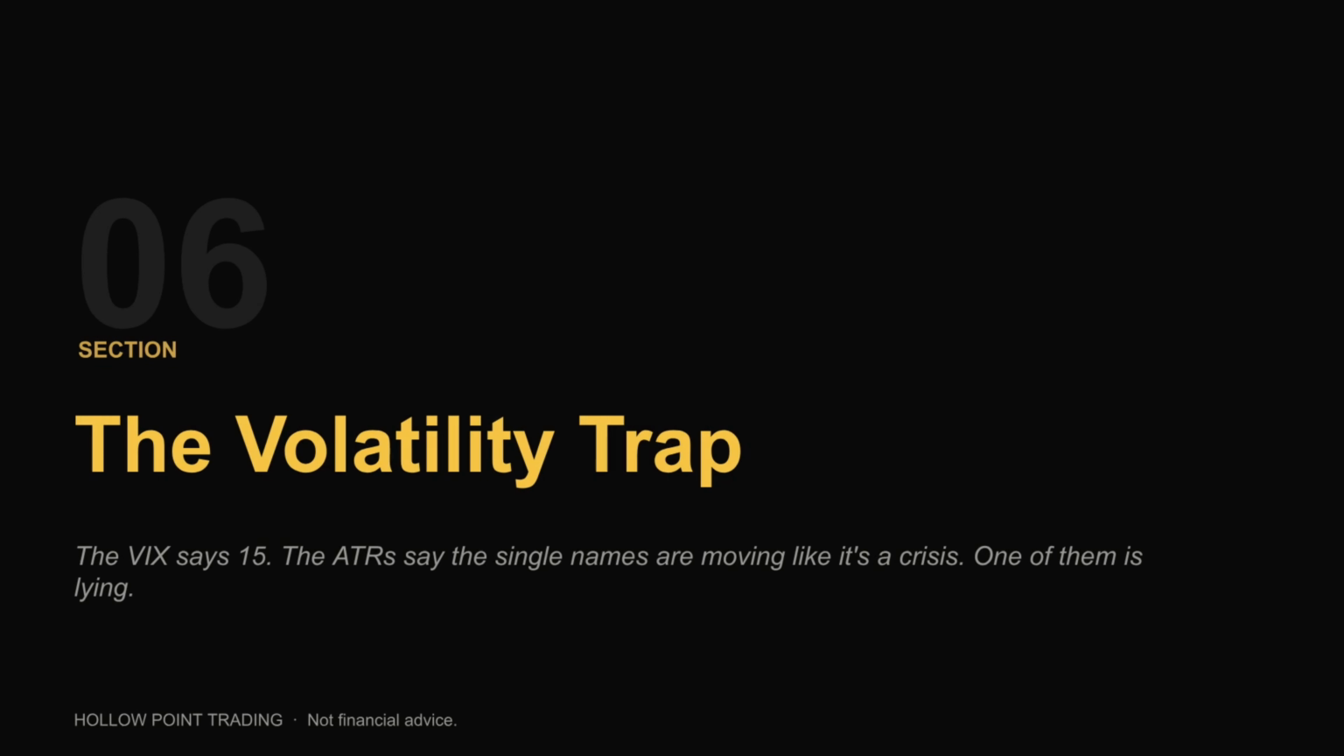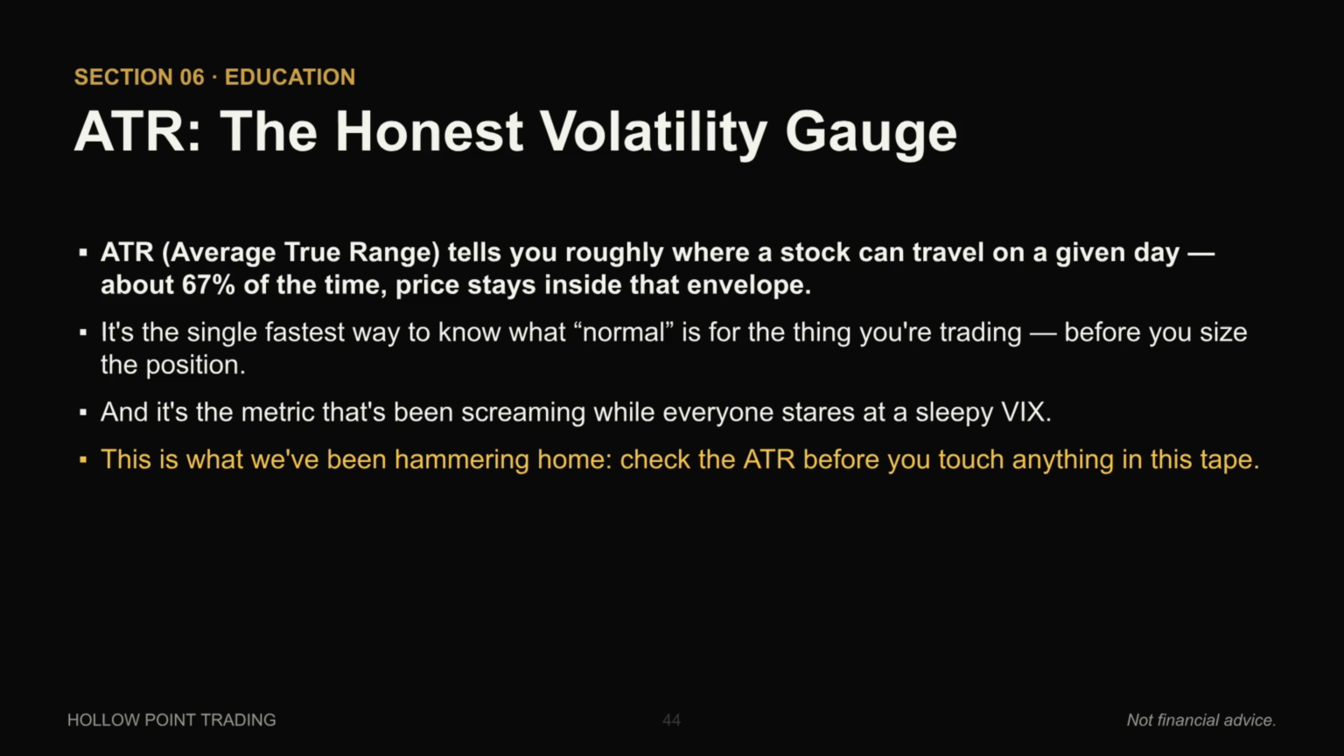Now let's discuss the volatility trap. When the VIX is low, but the average true range of individual names suggests a crisis, there is a discrepancy. Always trust the ATR for a realistic view of how much a stock is actually moving. The ATR, or average true range, is essential for sizing positions. It shows the typical daily travel of a stock.